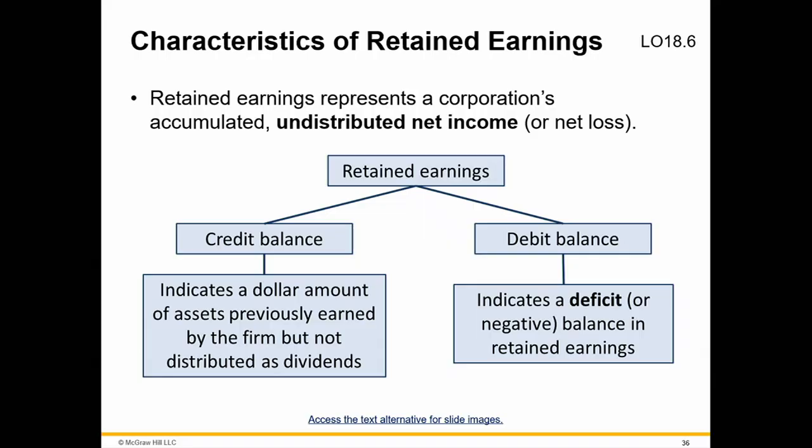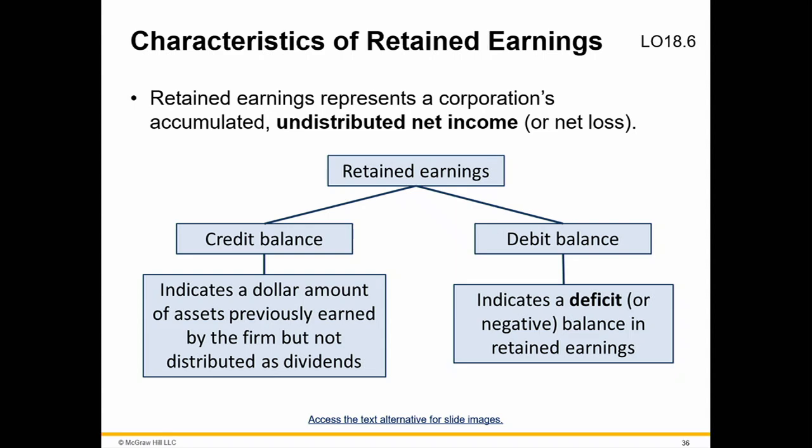But as I mentioned, it represents the corporation's undistributed net income, and if it's negative, it's a loss. We don't like that. That's not good. But it represents the money that the corporation has not distributed. And so you want it to have a credit balance because that indicates a dollar amount that's been previously earned. That's a positive number, but not distributed. The debit balance would indicate a deficit and/or a negative balance, which I've said several times is really not a good sign for a company, right?